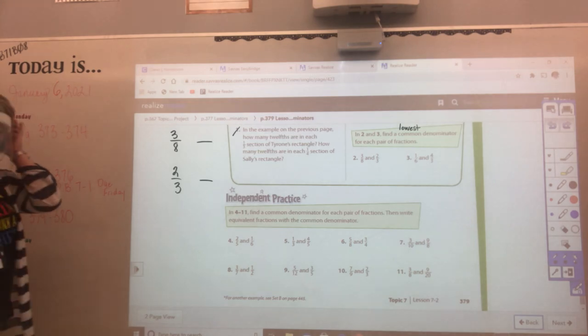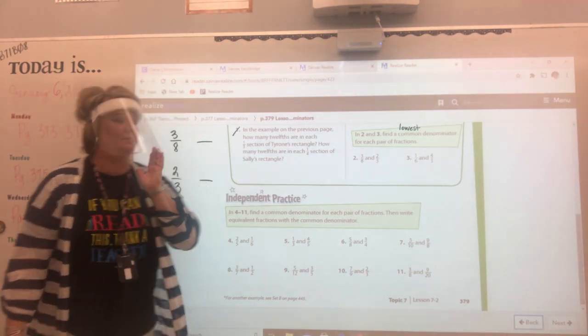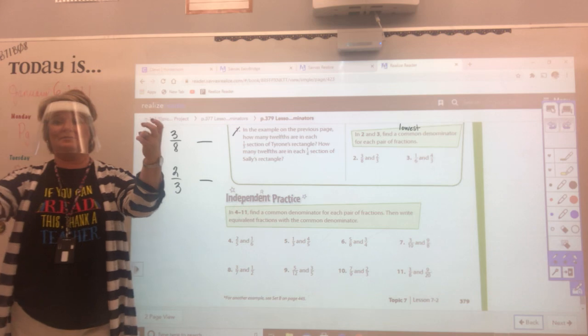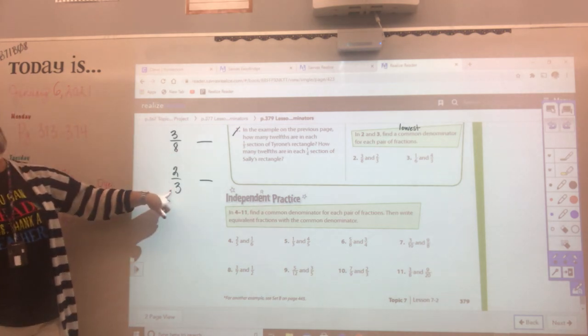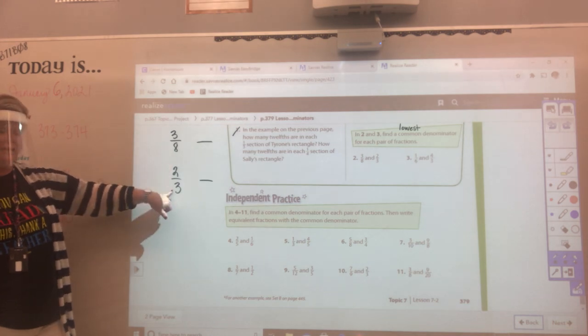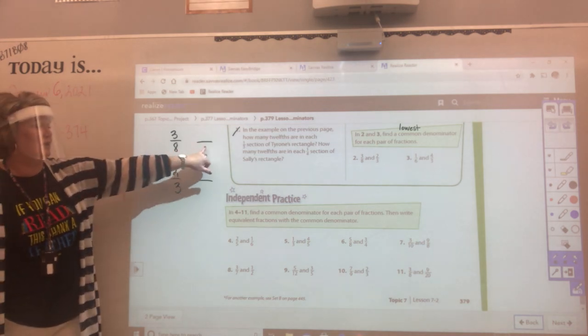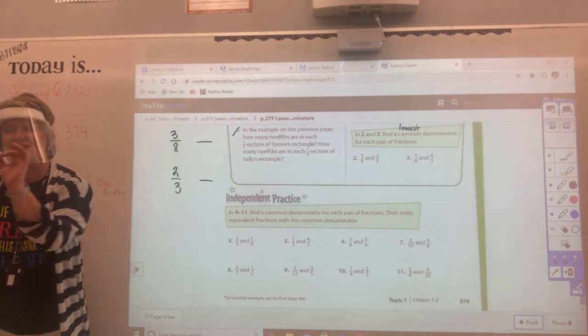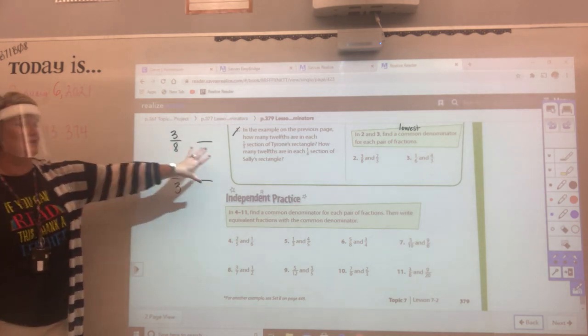Okay, here's what they're wanting us to do. I need to see your eyes. I don't want to see the top of your head. They want you to have something in common. These two numbers are not in common. They're two completely different numbers, and the denominator is the bottom number. So they're wanting us to find a number over here and a number over here that's the same exact thing that both of these can go into.